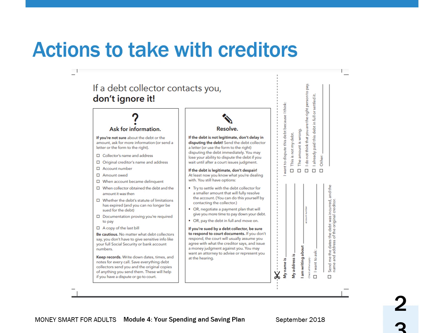Actions to take with your creditors. It has a nice little checklist with some additional details. If you're not sure about the debt amount, ask for information, and it gives you the list of what you need. And it mentions be cautious no matter what debt collectors say. You don't have to give sensitive information like your social security number or bank account numbers. And then of course keep records of it.